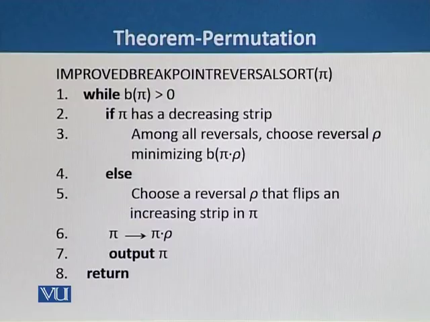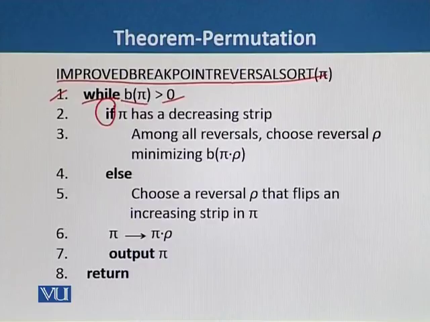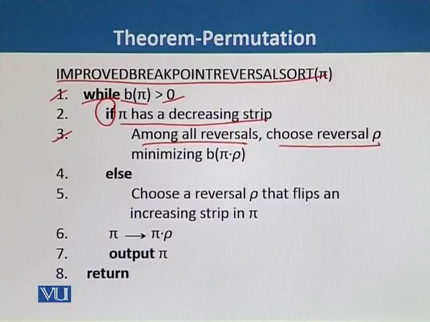So now we will come up with the improved breakpoint reversal sort algorithm. It has 8 steps. In the first step, the while loop will start, and we have b pi, the breakpoints, that should be greater than 0. Then in the second step, the if condition will apply, and pi has a decreasing strip. So those pi which have decreasing strips will be sorted in the increasing order. In the third step, among all reversals that are carried out in the second step, choose the reversal rho that is minimizing. So we know that b pi rho is the minimum reversals and it should be greater than b pi.